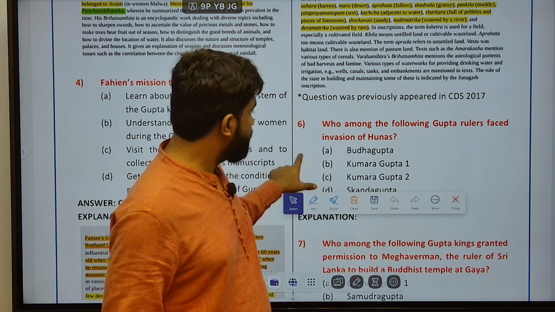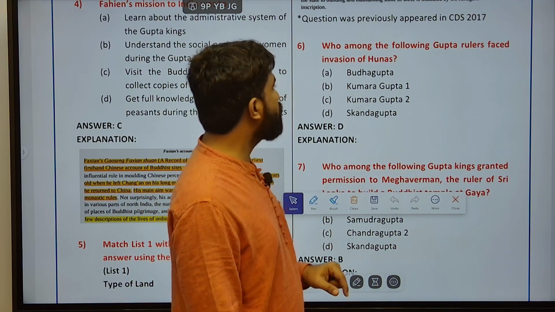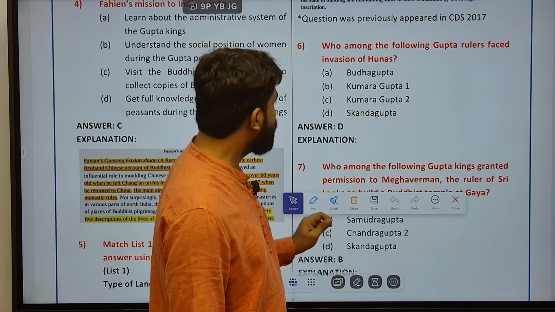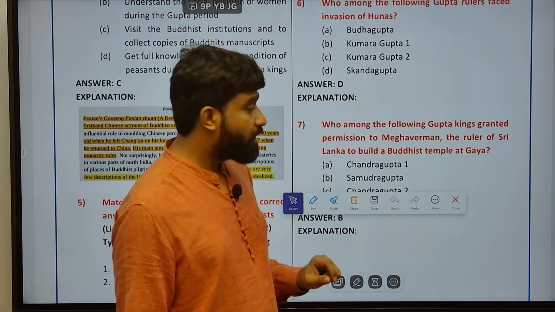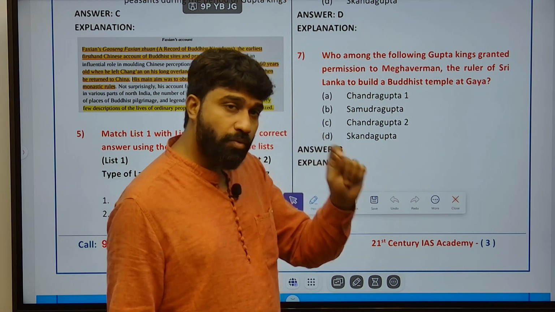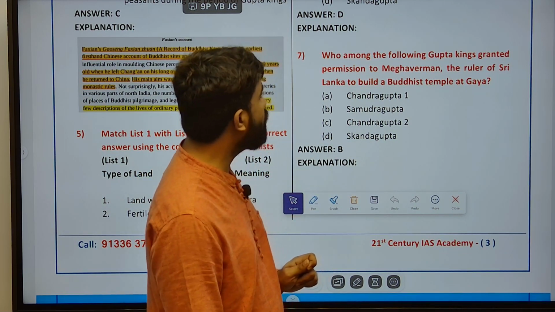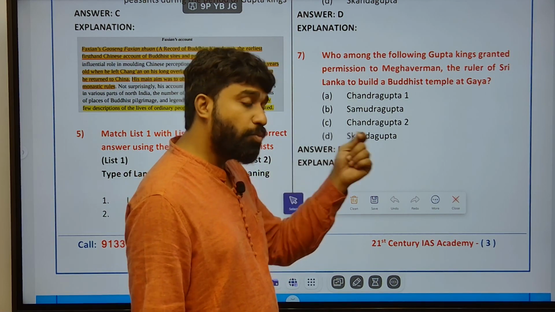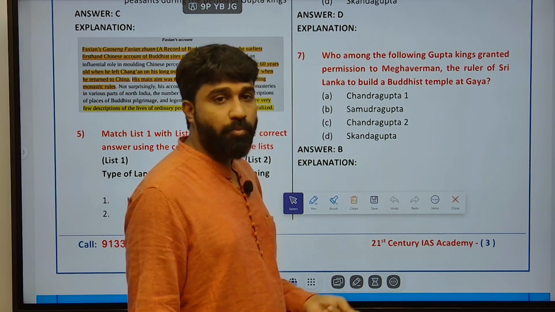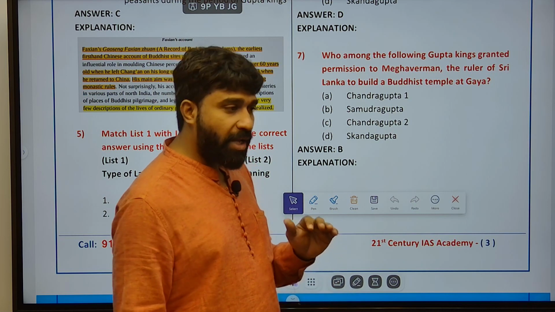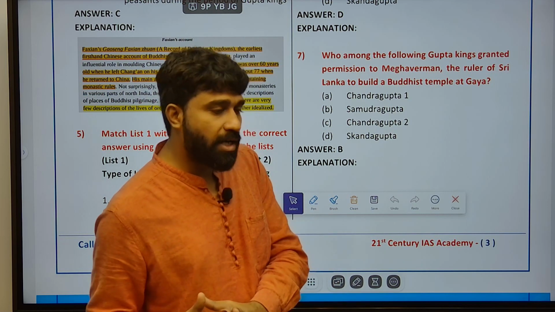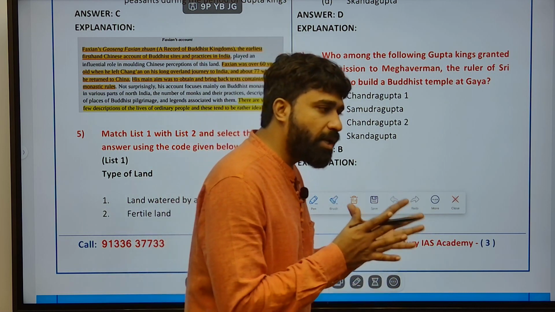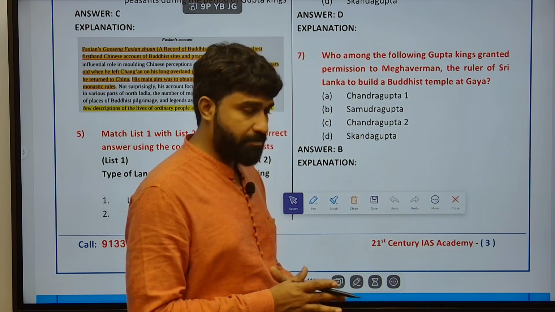Please remember these terms. And who among the following Gupta rulers faced the invasion of the Hunas? This is Chandragupta, no, Skandagupta, sorry. Skandagupta faced many Huna invasions. And at the same time, who granted permission to Meghavarman to build a monastery related to Buddhism? Meghavarman, who belonged to the Sri Lanka kingdom in ancient times, asked Samudragupta to build a monastery for Buddhism.